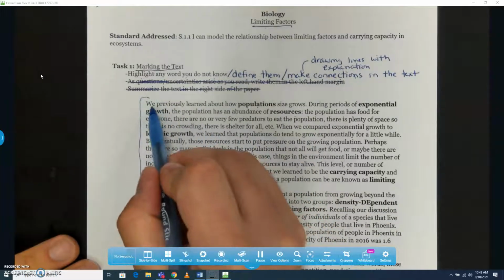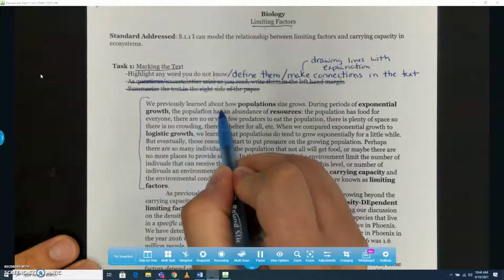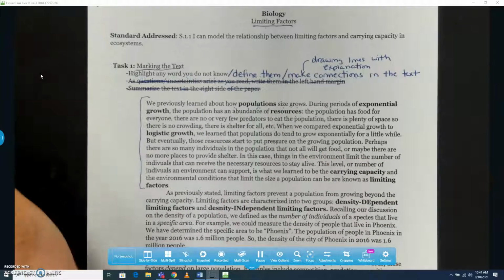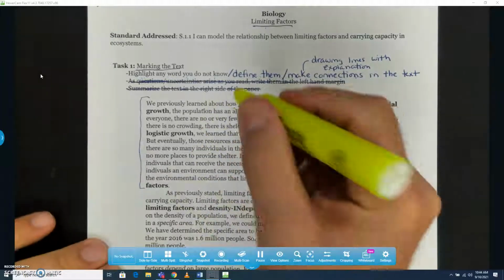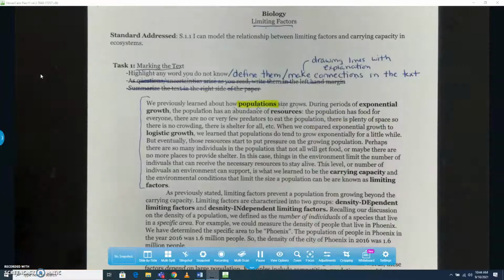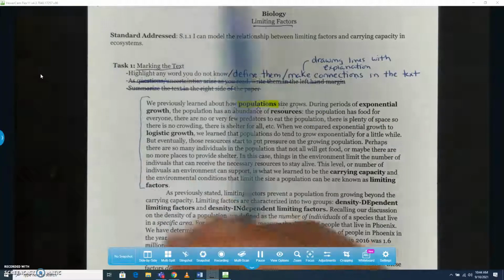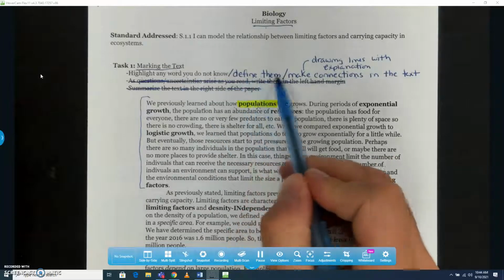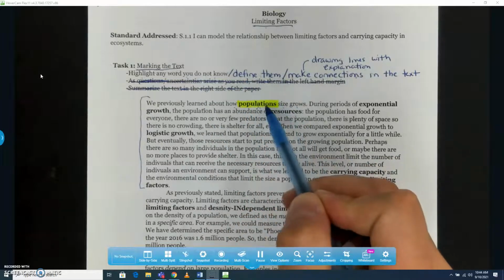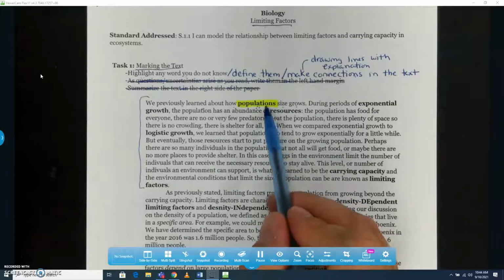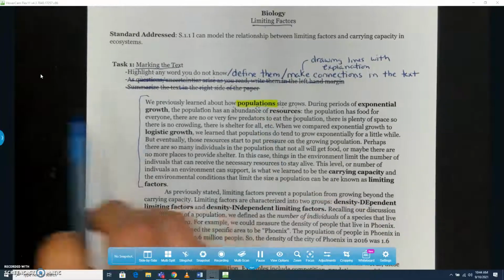So we previously learned about how population size grows. Populations, that might be a new word. It's definitely a bolded word, so it's definitely going to be one that I am highlighting. Now again, as we go through, I'm going to try to define them and also try to make connections to other parts of the text. What can I connect population size or populations to?